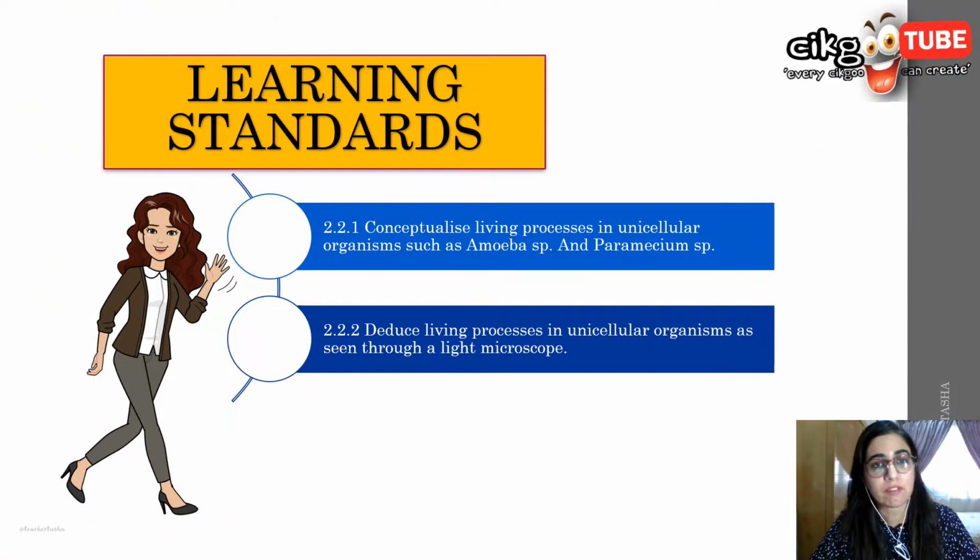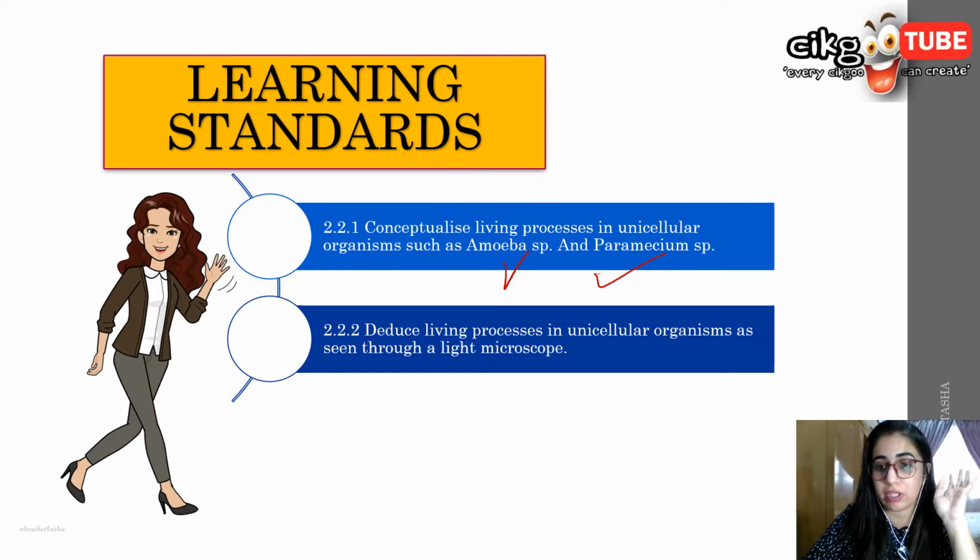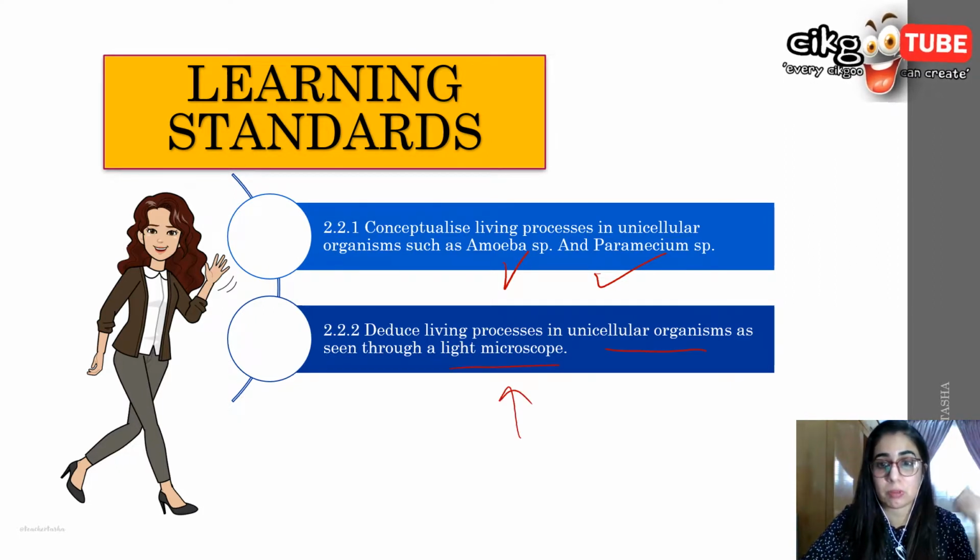As usual, we have to look into the learning standards. The learning standard here is to conceptualize living processes in unicellular organisms, and we are only going to concentrate on amoeba and paramecium. Other than that, the euglena and chlamydomonas, we are not going to see; it's almost the same thing. Then we deduce living processes in unicellular organisms as seen through the light microscope. If we look at them under a light microscope, how would they be living? That's how we are going to see and make conclusions out of it. So, two things only.